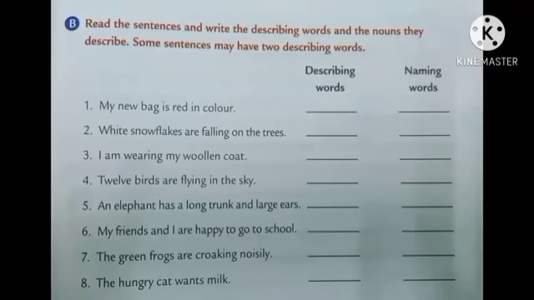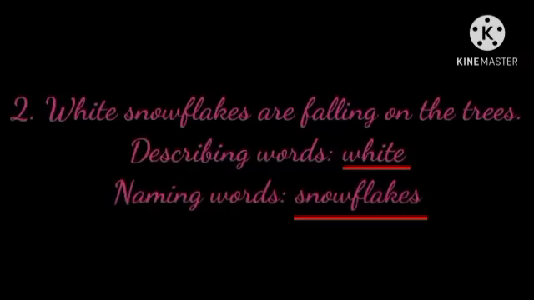The next one, white snowflakes are falling on the trees. So what is the naming word in this sentence, children? Yes, snowflakes. And what is the describing word? What kind of snowflakes is that? White. So white is the describing word in this sentence. The second one, white snowflakes are falling on the trees. The describing word is white and the naming word is snowflakes.